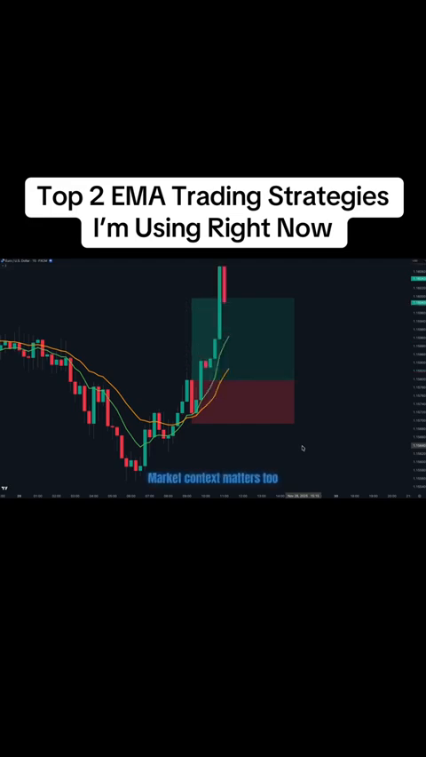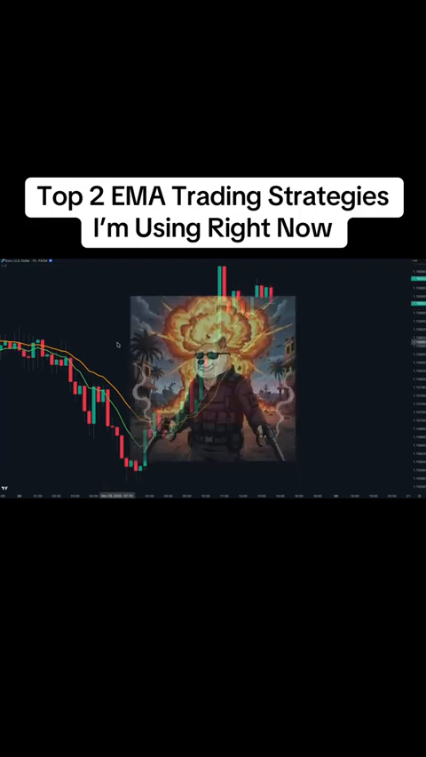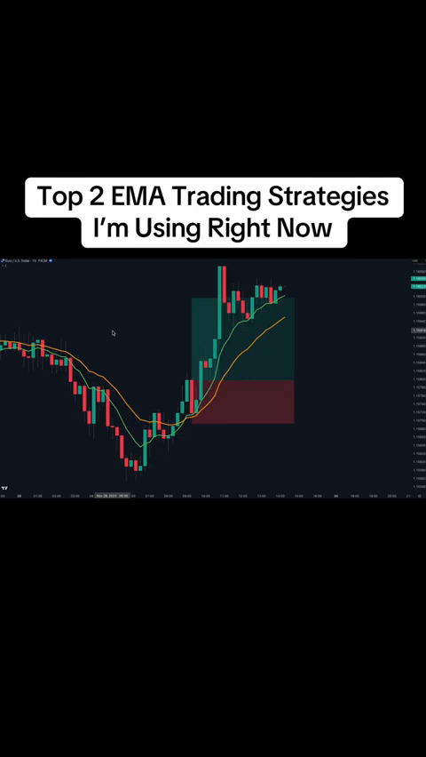Market context matters too. If the overall market, whether you're trading indices, crypto, or Forex, is moving strongly in one direction, align with it. Don't try to be a hero. Trade with the flow, not against it.